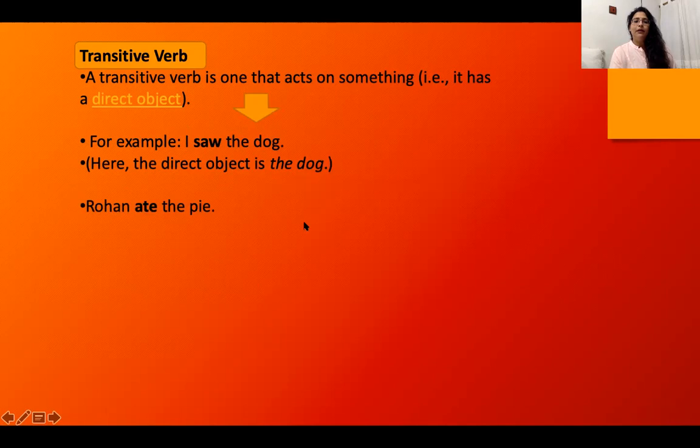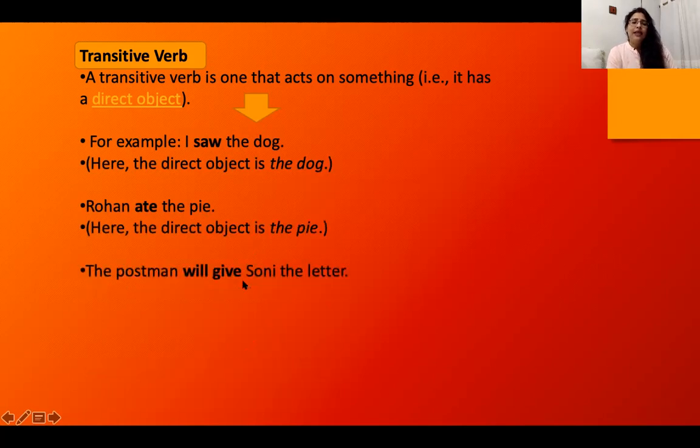Take one more example. Rohan ate the pie. So Rohan is the subject here. He is performing an action, and on what is he performing the action? He is performing his action of eating on the pie. So pie is here a direct object.